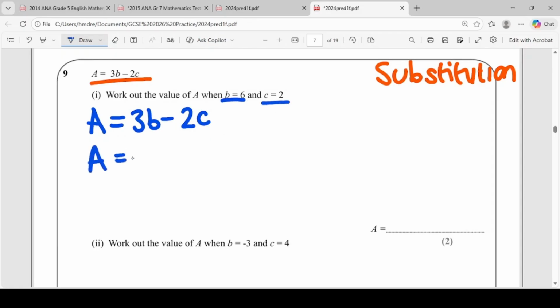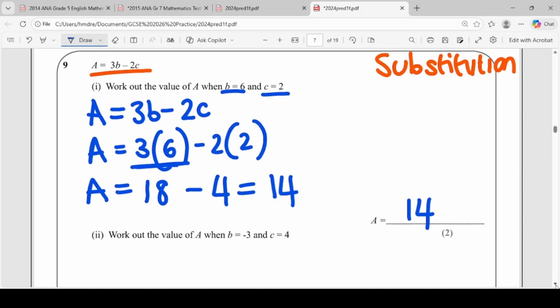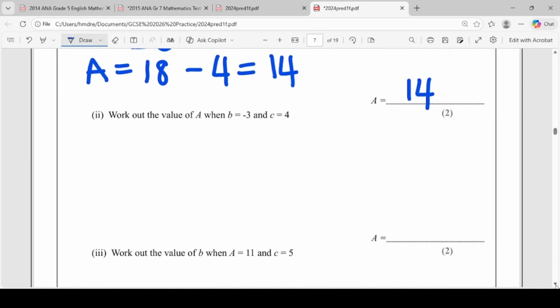And all they want us to do is sub in these values. So A is equal to 3. Wherever there's B, we're going to put the 6 minus 2, and C is 2. Then we just work these parts out. So 3 times 6 is 18. 2 times 2 is 4. So we've got A is 18, take away 4. And so A is 14. And then they just want us to do exactly that again, but they just give us some different values.